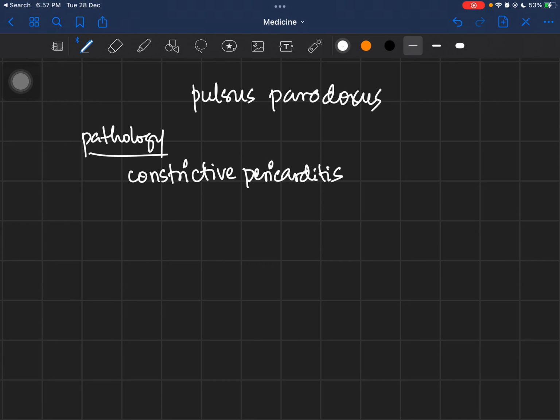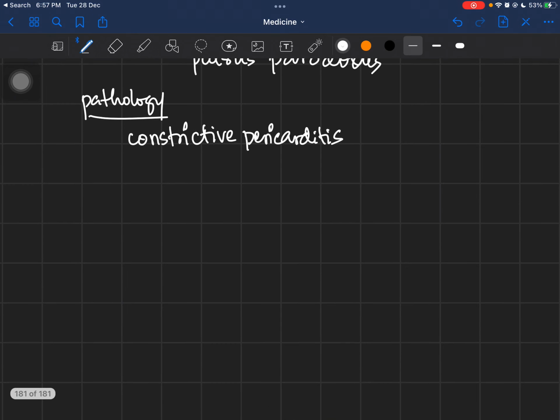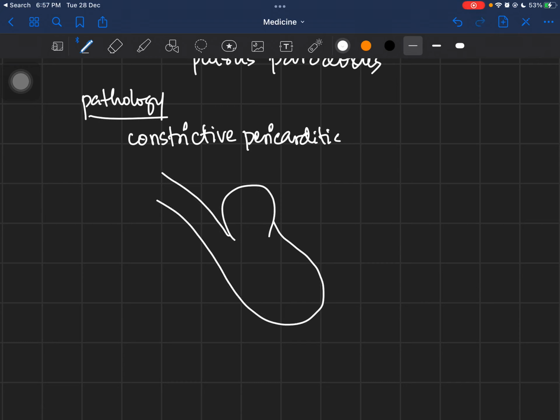There might be different pathologies, but the mechanism is the same. What is happening is that this constrictive pericarditis is constricting the left ventricle. So let me make a better diagram. If this is your atrium, this is your ventricle, and this is your aorta.